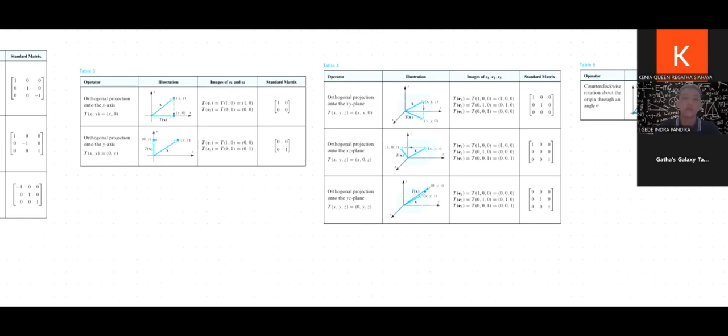For the next, we will practice a question in Exercise 4.9, number 1. The question is: use matrix multiplication to find the reflection of (-1, 2) about the x-axis, the y-axis, and the line y = x. First, we answer the x-axis. To find the reflection about the x-axis, we have to multiply by the standard matrix of the x-axis.